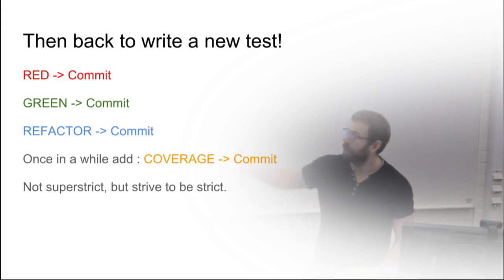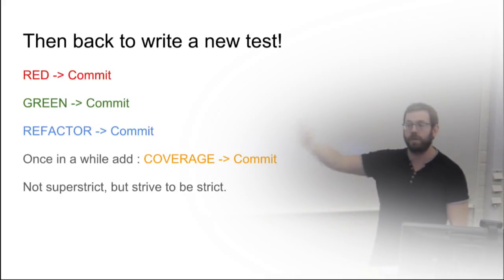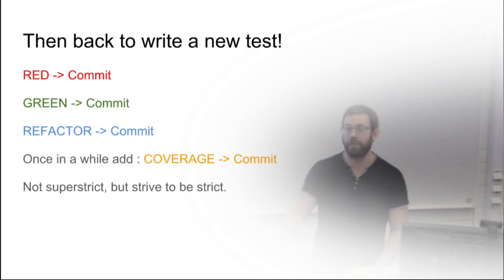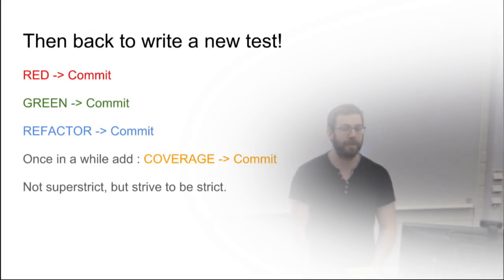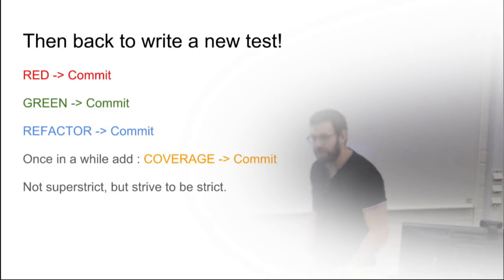And then you do a third commit after your refactoring. So that when I look at your GitHub repository, it's going to be like 200 commits in there, and they're going to be red, green, refactor, red, green, refactor, red, green, refactor. And once in a while, I also want you to make a coverage measurement and save those reports. So you can write that as coverage, a commit. It's not super strict.